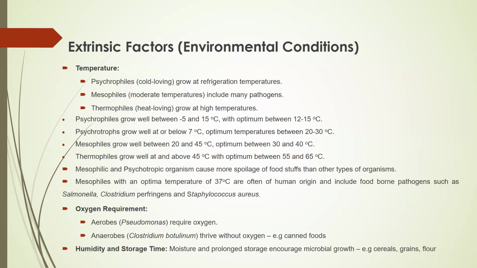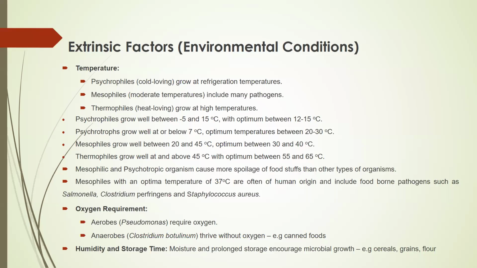The psychrotrophs grow well at or below 7 degrees centigrade, but they have their optimum temperatures between 20 to 30 degrees centigrade. The mesophiles grow between 20 and 45 degrees centigrade, but the optimum temperature is between 30 and 40 degrees centigrade. Whereas the thermophiles can grow well above 45 degrees centigrade, but their optimum temperature is usually between 55 and 65 degrees centigrade.